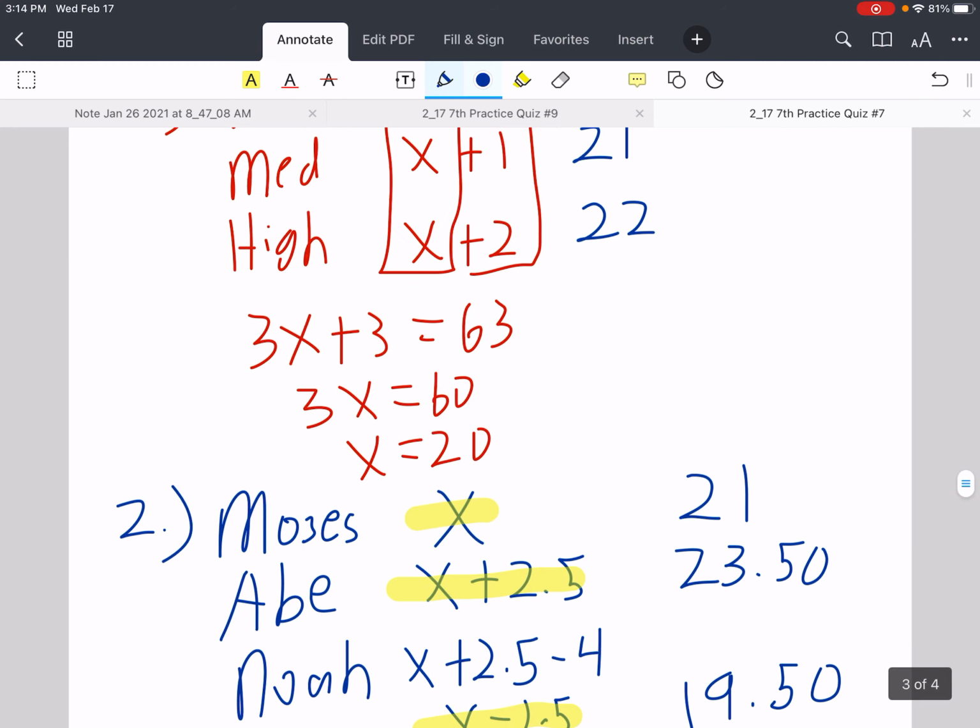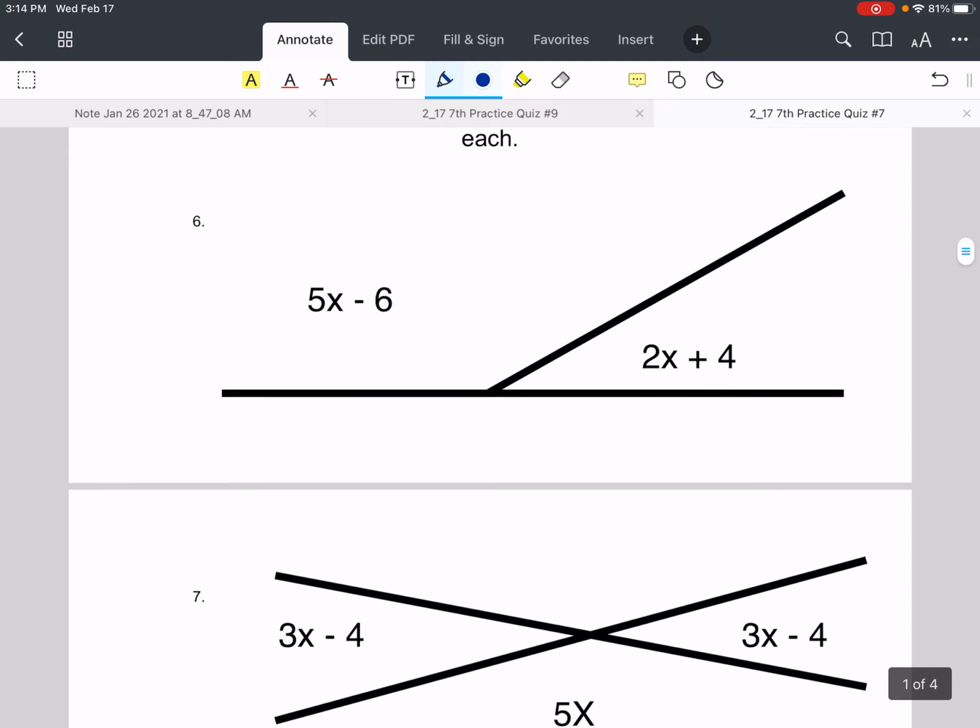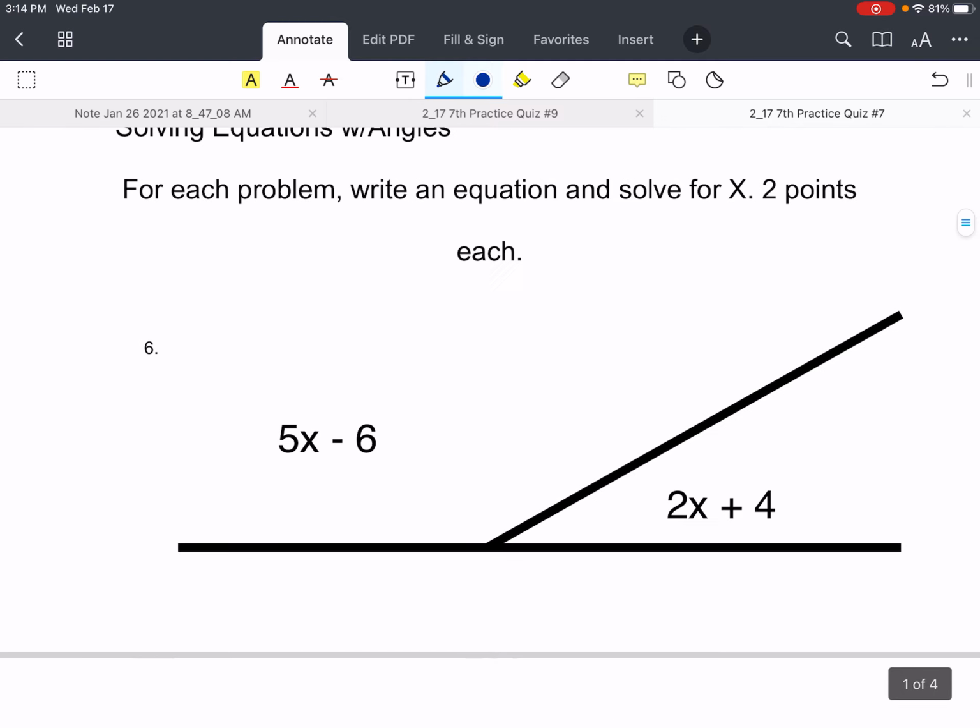All right, moving on to the angle problems. And I have a little more room, so I'm going to do these here. This is a straight angle. So these two above the line are going to add up to equal 180. So 5x minus 6 plus 2x plus 4 equals 180.